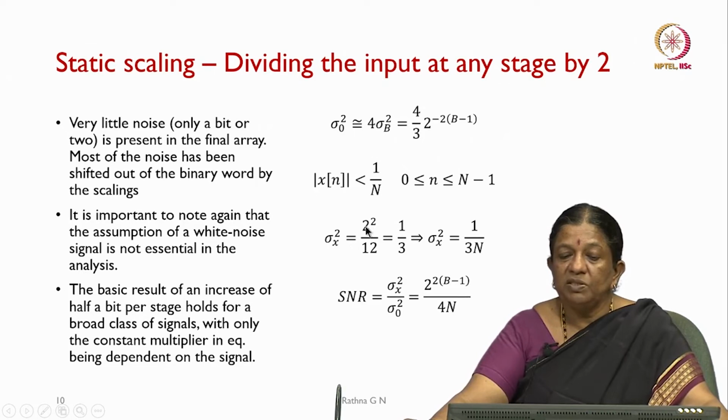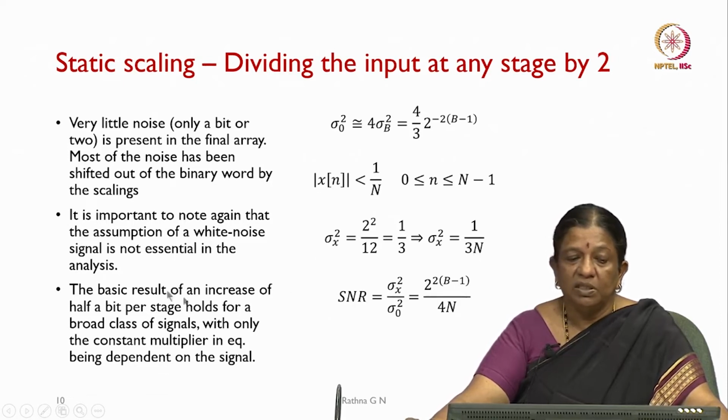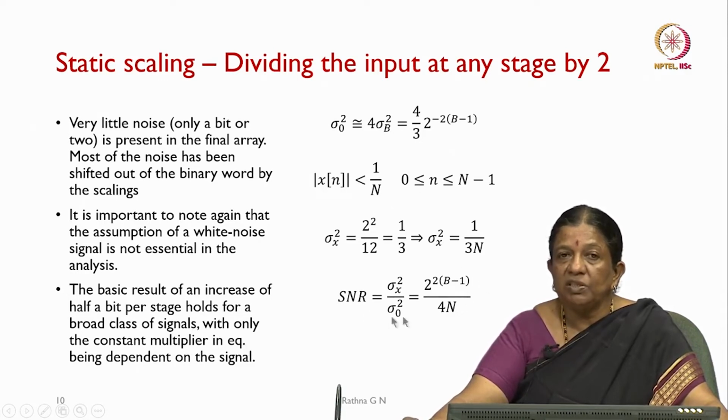So, which becomes 2 squared. Assuming here also a white noise signal, then it will be 2 squared by 12, and then this is 1 by 3, which is equivalent to sigma x squared being nothing but 1 by 3 n. So, the result of an increase of half a bit per stage holds for a broad class of signals, with only the constant multiplier in this equation being dependent on the signal.